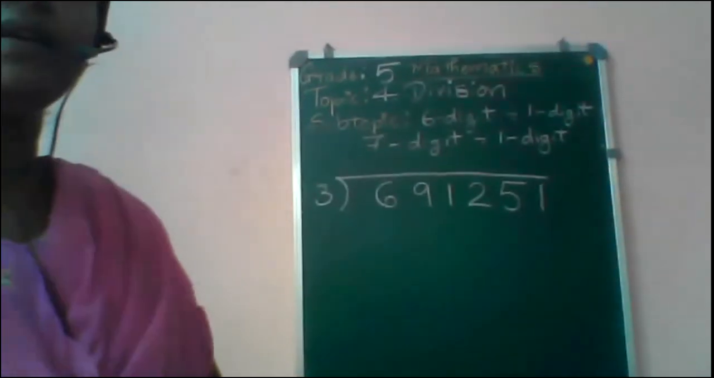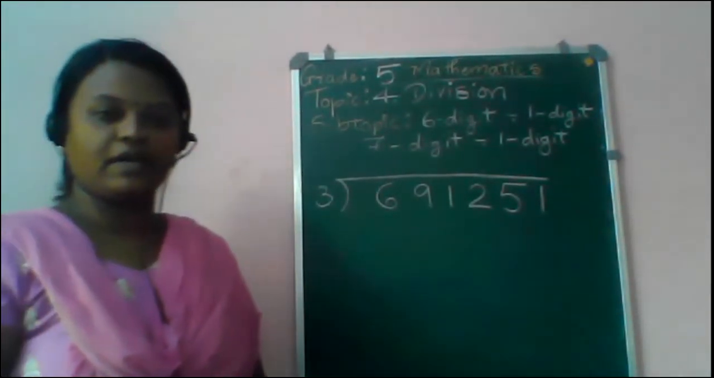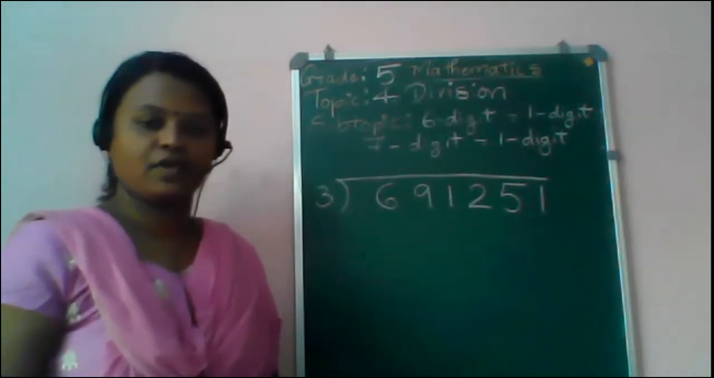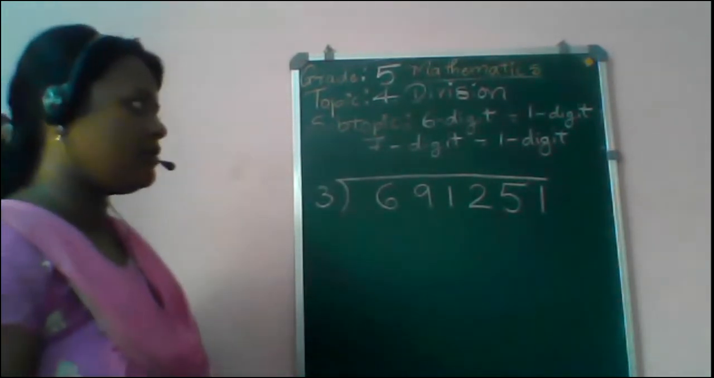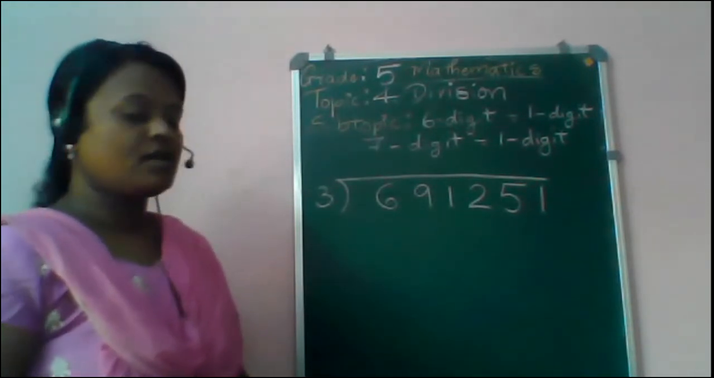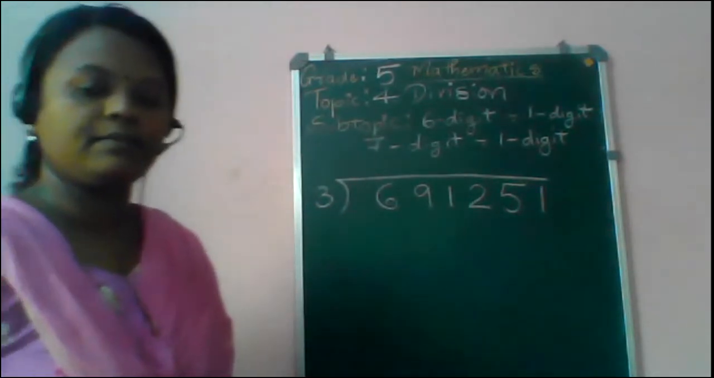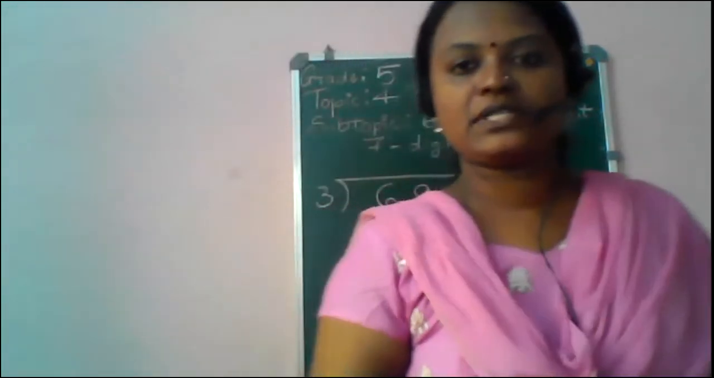Now, here's a question: divide 6,91,251 by 3. So let us solve it one digit at a time. The first step is to compare. Let us compare 6 with 3. As you can see, it is a greater number, so we can go for division.